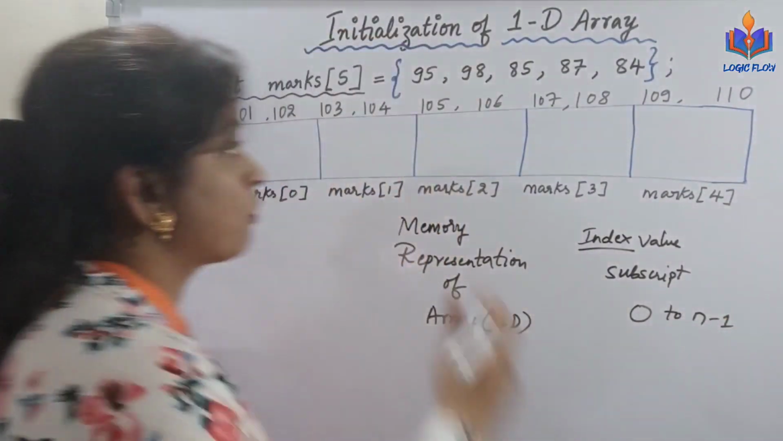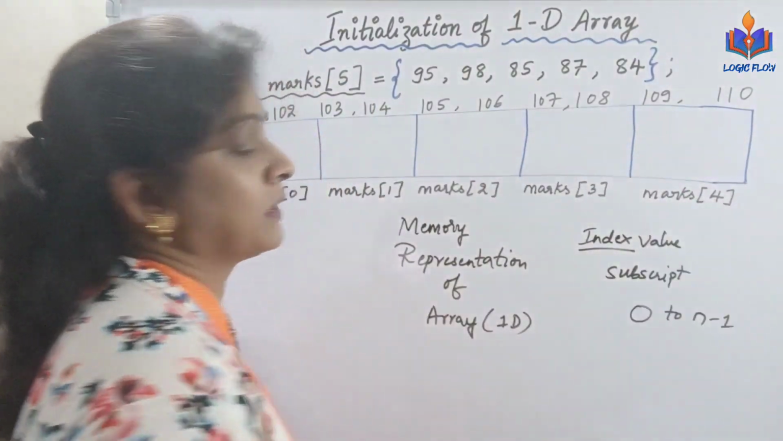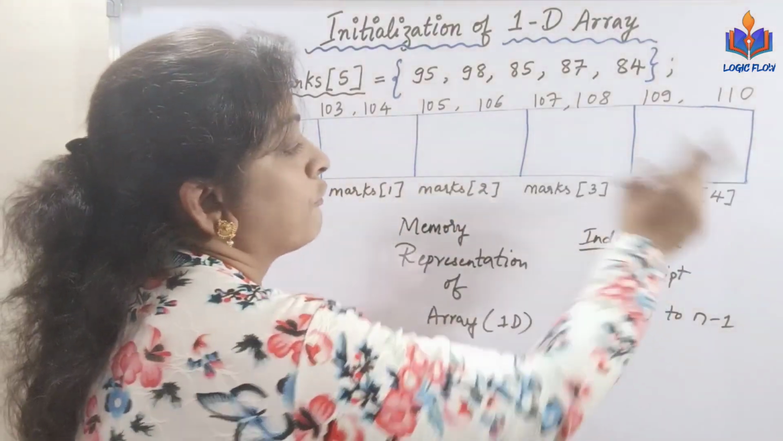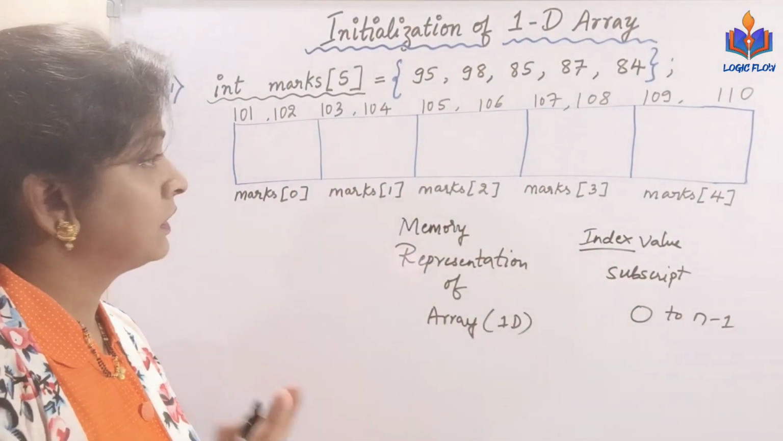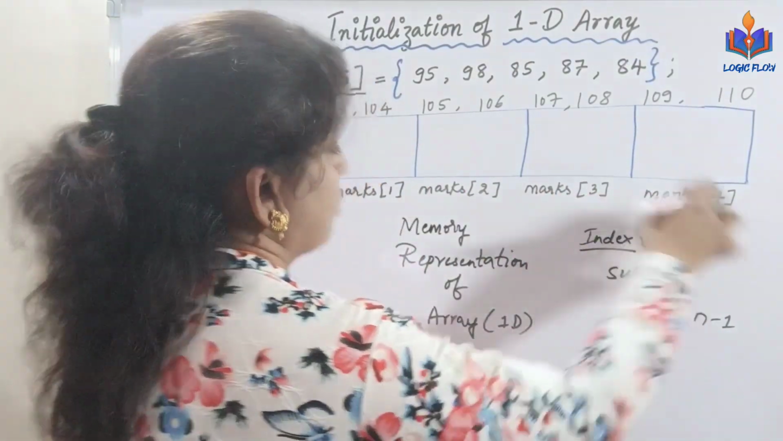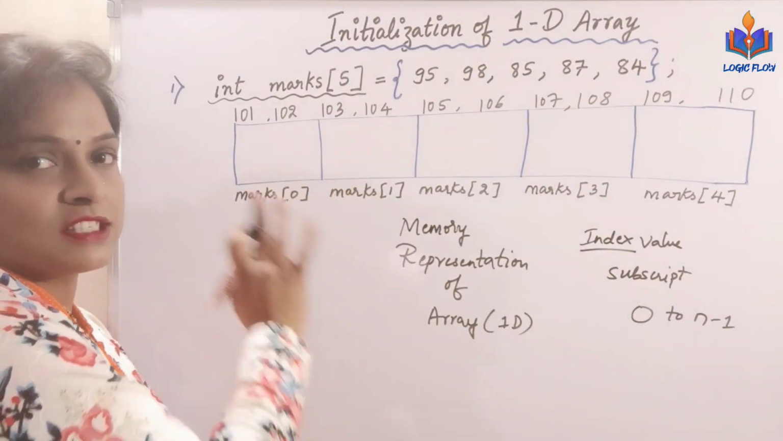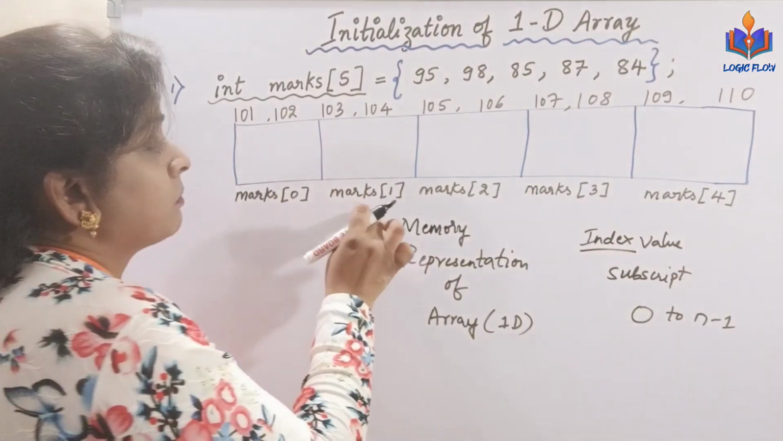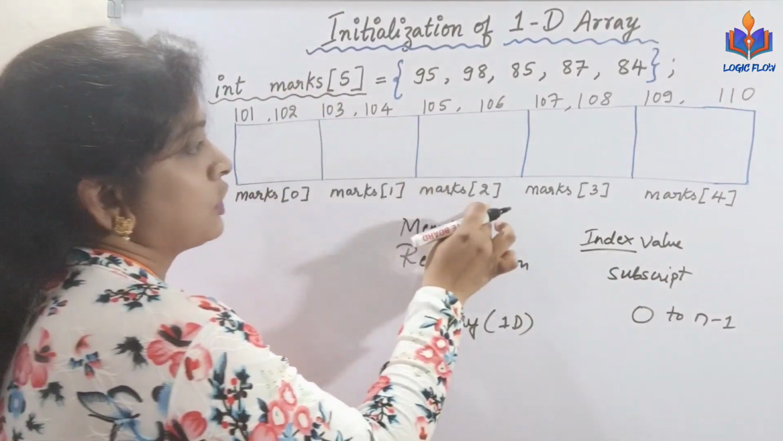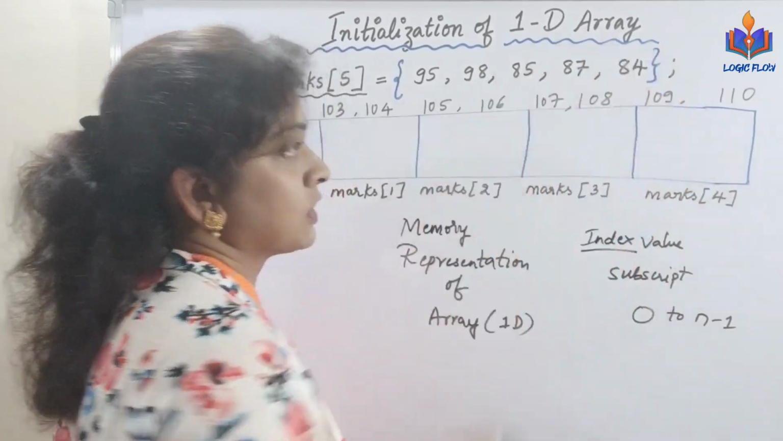So I say I want to store 5 values, so it is 0 to n minus 1. Here n is 5, so 0 to 4. This is how we can represent it: marks of 0, 1, 2, 3 and 4. Marks of 0 is stored in 101 and 102. So what is the address? It is 101, that's it. Marks of 0, it is 101. 1, it is 103. 2, it is 105. 3, it is 107. 4, it is 109.